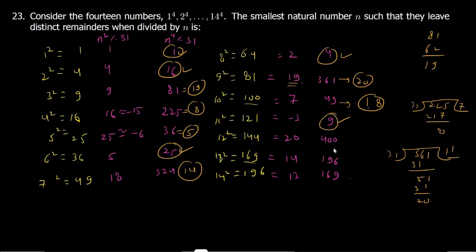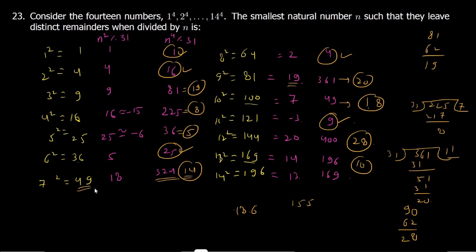This is taken care of, 9 is distinct from all. 400 by 31. So this will be 90 by 31, and 90 minus 62 is 28. 28 is of course different from all of these. 196, as we calculated, 31 times 6 will be 186. 196 minus 186, 10 is different. And 169, 5 ones are 5, 5 threes are 15. 169 minus 155 is how much? Are we sure that we are getting the remainder 14 when dividing by 31? So 49, 31.